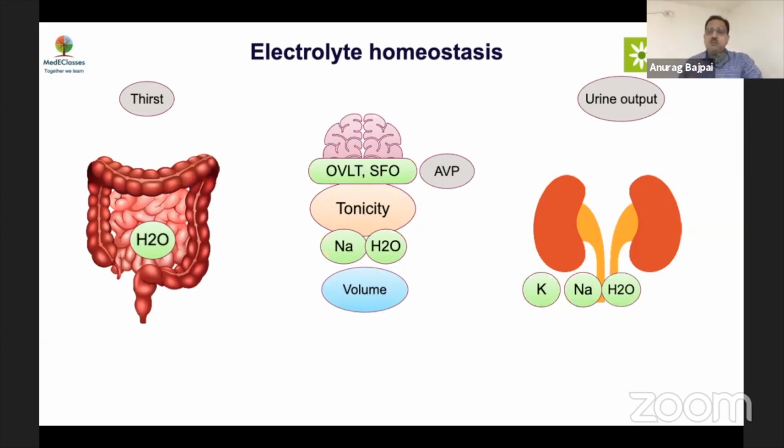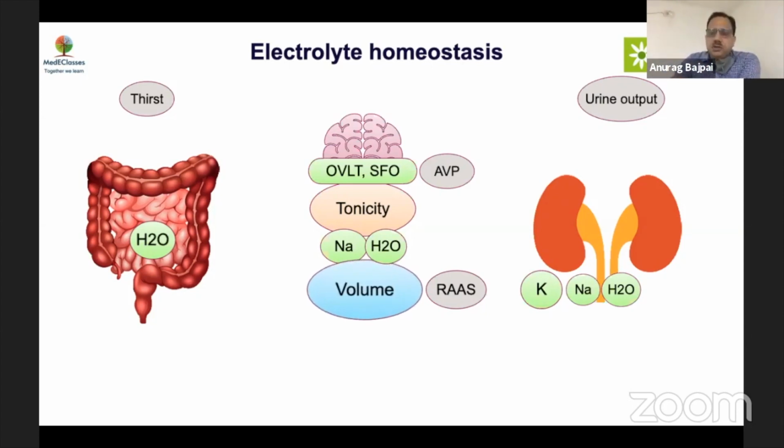So the major osmolar response is through ADH. The major volume response is through the renin-angiotensin-aldosterone system. This system controls sodium excretion. It decreases sodium excretion and increases potassium excretion. So conditions associated with decreased RAS activity will present with hyponatremia and hyperkalemia, while increased RAS activity will cause high or normal sodium and a low potassium. So sodium and potassium go side by side in the conditions that you see.